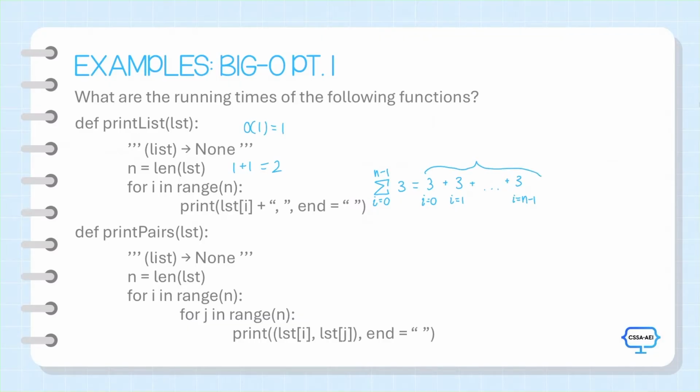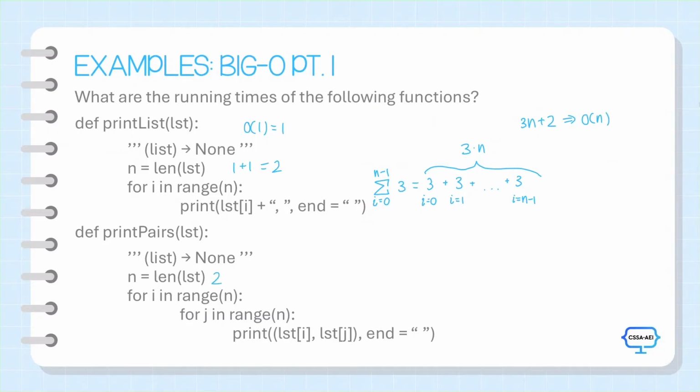And another way of thinking of this repeated addition is just multiplication, right? So 3 times how many times we did it, which is n. So our entire function is going to be 3n plus 2. We're going to drop everything except the dominant term, and we're going to get O of n. Okay, let's do that again for the next function.